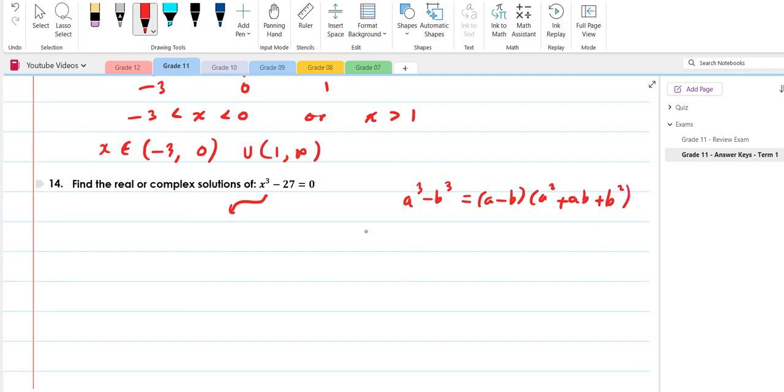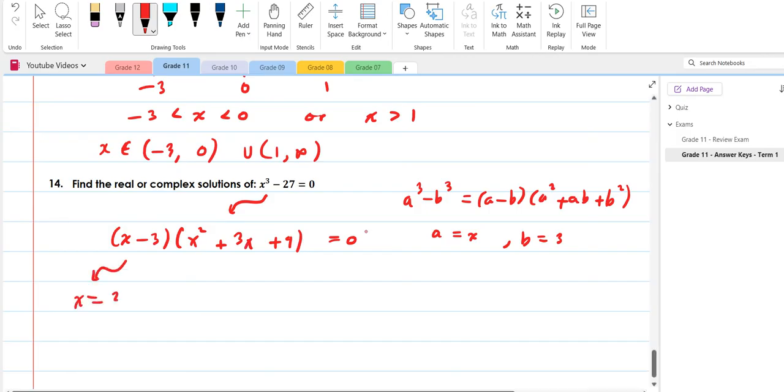So to factorize this, we will have x minus 3, because your a is x and your b is 3, because the cube root of 27 is 3, and the cube root of x cubed is x. Squaring this, we get x squared. Square the 3, we get plus 9. And the product of these two, with the opposite sign, will get plus 3x. Now, to solve the first bracket is easy. We get x is equal to 3. Remember, x to the power 3 means 3 roots, not necessarily real roots. You can get real and complex roots, and due to multiplicity we will get 3 roots.